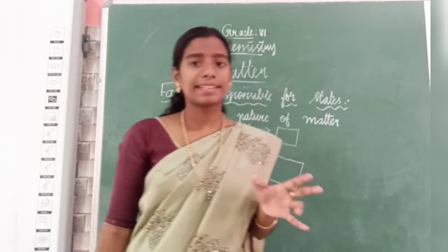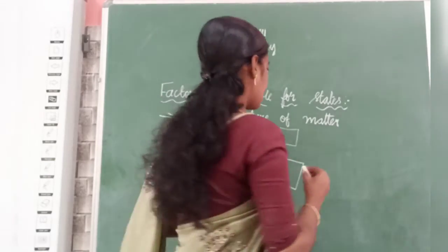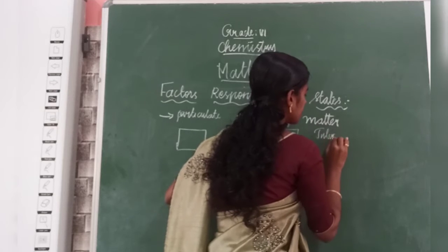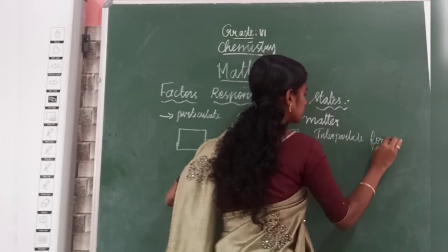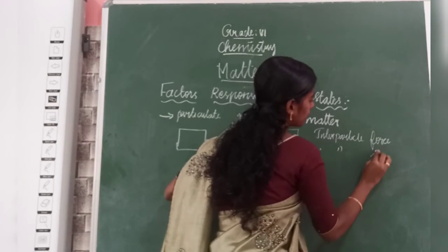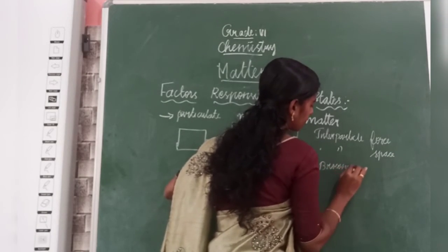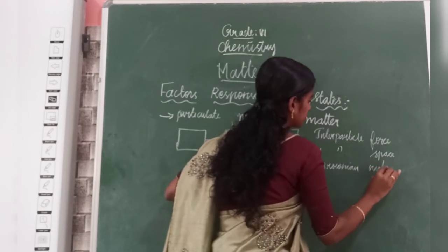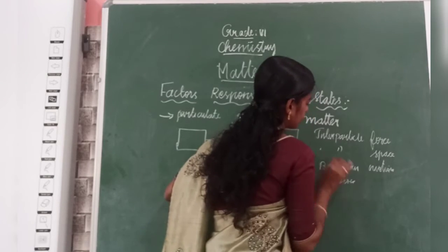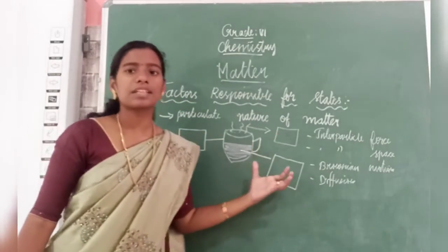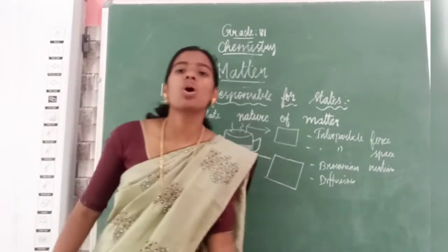Now, depending upon the arrangement of atoms, we have 4 factors. They are interparticle force, interparticle space, Brownian motion, and the next one is diffusion. The arrangement of atoms in these 3 states depends upon these 4 factors.